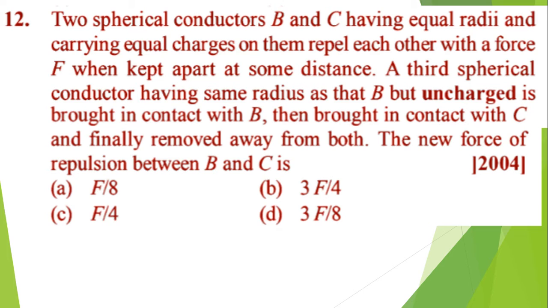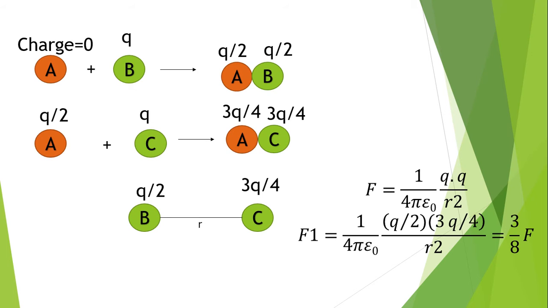Again, the uncharged sphere contacts the charged sphere C. Then charge transfers from one body to the other until they have an equal division of charge. Finally it is removed away from both. We have to find the new force of repulsion between B and C. Here, A is the uncharged body.